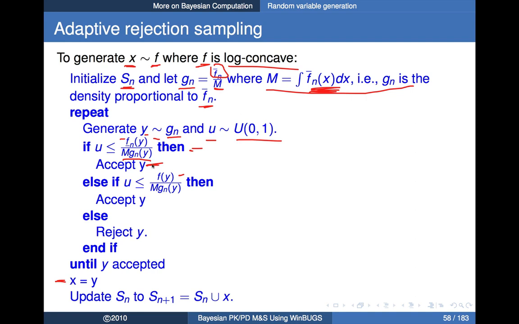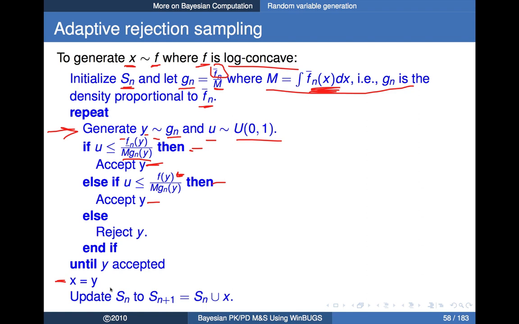Now if you can't accept y, if this is not true, then you have a secondary test where you actually do calculate the f of y itself in here and do the standard test from a rejection sampling method. And again, if it's true there, you accept y. And then if that's not true, then finally you reject y and you start over and resample again in here.